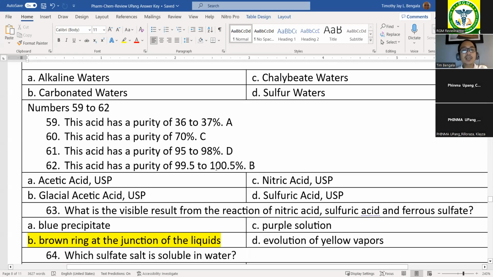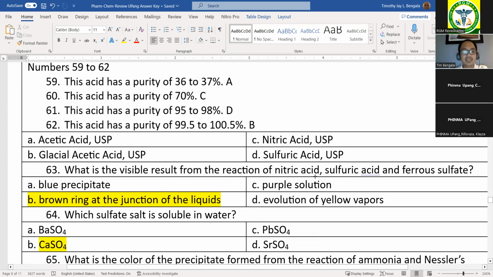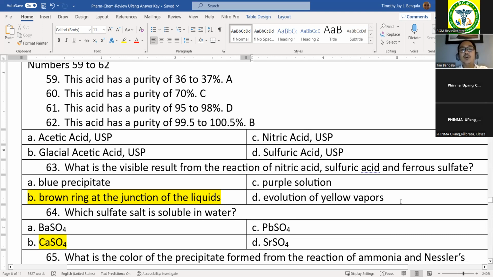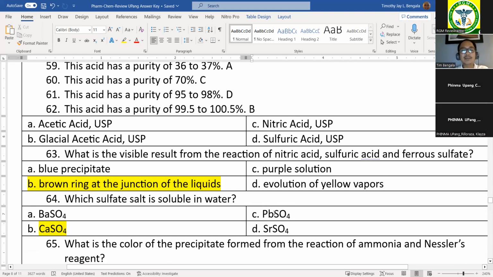Okay. 59, ito kailangan tandaan. Acetic would be A. Very similar din siya sa concentration ng hydrochloric acid, 36 to 37 din. Nitric acid would be letter C. 95 to 98 would be sulfuric acid, and 99 to 100.5 would be glacial acetic acid. Next. So dito, nitric, sulfuric, and ferrous sulfate. So sinabi natin, yung ferrous at nitric will form the ferrous nitrogen complex, which is a brown ring or a brown complex. Okay, so ito lang yung pinakamalapit.